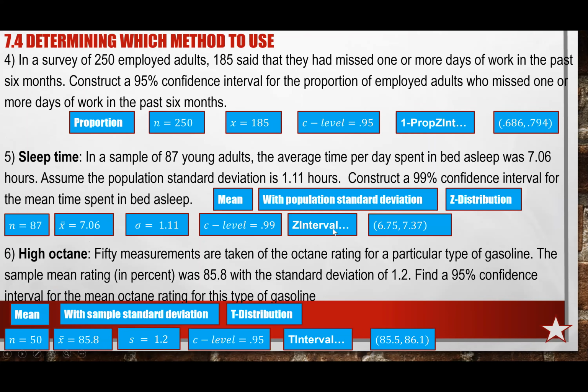Because we're looking for the interval. And the other one is the sample size, where you just plug the numbers into the formula and tell your calculator to calculate it. So any questions here? Hopefully you have a better idea of how to determine the Z versus the T.